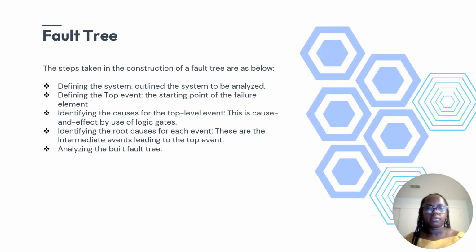Constructing the fault tree involved the following steps. We first outlined the system to be analyzed. We then determined the top event, which was the system unavailability in the data center. We identified the causes of the top-level event. We connected the causes and the top event using logic gates like AND and OR. And finally, we analyzed the built fault tree.